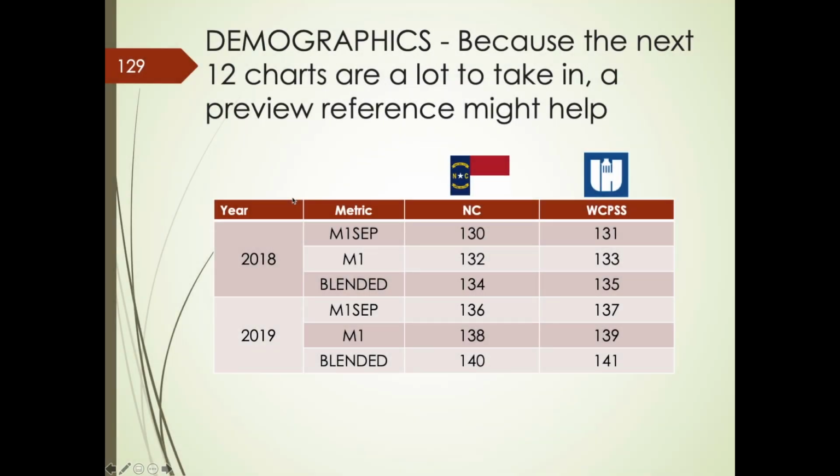So now we're actually getting into the home stretch of this presentation. So next we're going to talk about demographics. Again, the next 12 charts are a lot to take in. So the way this is going to roll out is as follows. We're going to show 6 charts for 2018. We'll alternate between North Carolina and Wake County. And we'll start with M1 SEP, then go to M1, and then blended. And then we'll do the same thing for 2019.